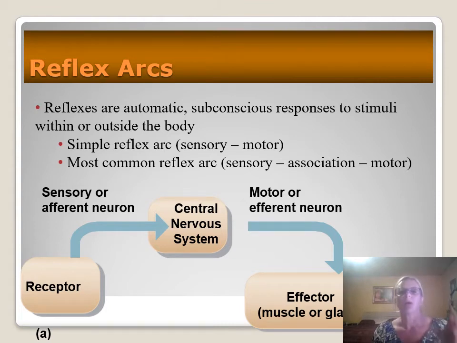Reflex arcs begin with a sensory receptor, and then the information is processed in the central nervous system. We can have interneurons or afferent neurons that connect with motor neurons, and those fibers then pass from the central nervous system onto the effectors. This is showing you that pathway. You receive the information, it goes through a sensory or afferent neuron and sends that signal to the central nervous system, which will decipher that information and send a message back through a motor or efferent neuron, which goes to the effector, which is a muscle or gland. So this is a very simple pathway.